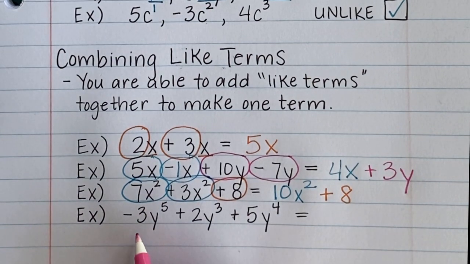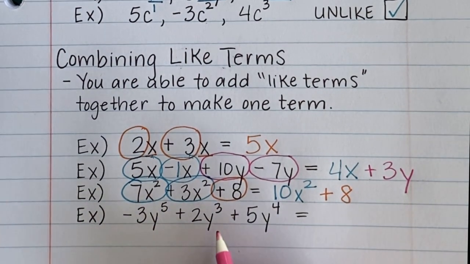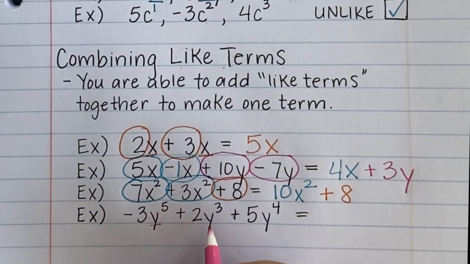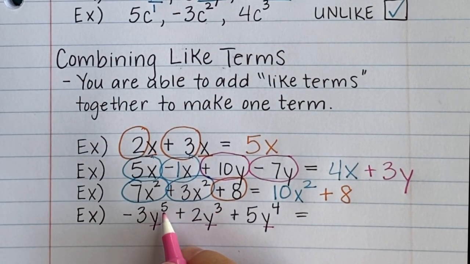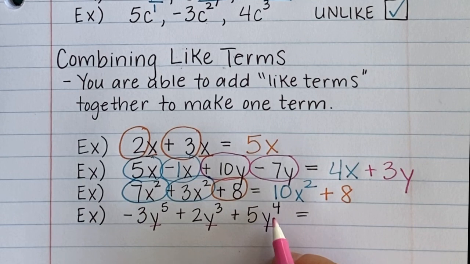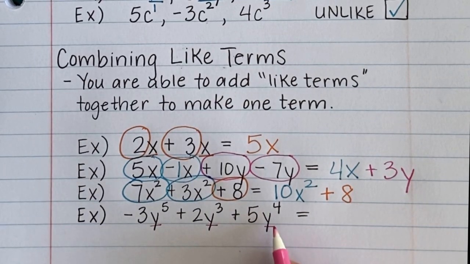Now lastly, we have -3y to the 5th power plus 2y cubed plus 5y to the 4th power. Although each of these terms have the same variable, they have y, y, y, their exponents are all different. This one's 5, 3, and 4. So unfortunately, we cannot combine these terms together, but we can definitely write these out in descending order.